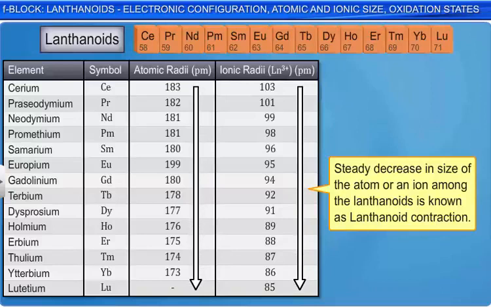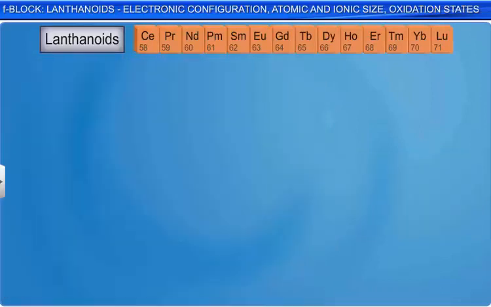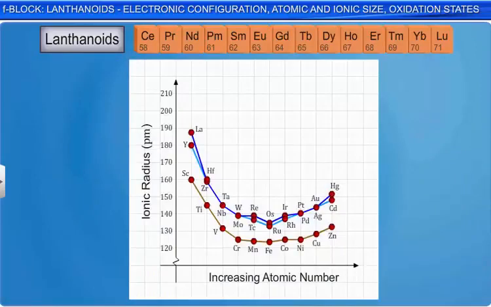Because of lanthanoid contraction, the sizes of the third row of the transition elements are very similar to those of the second row. Thus, the second and third rows of the transition elements resemble each other more closely than do the first and second rows.